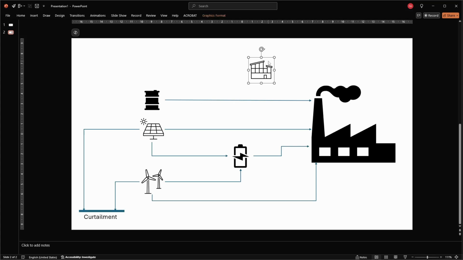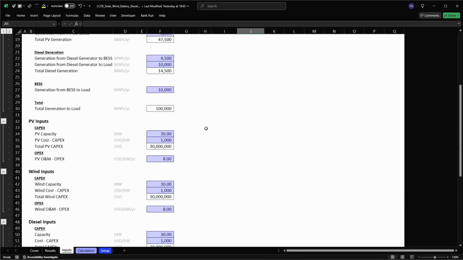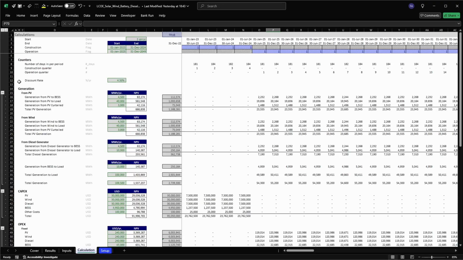And this is going to add some other complexity to your case into the LCOE because there is no energy flow, it's just a cost. So basically, how do you spread this cost into your LCOE calculation? All right. Okay, and then we have just the discount rate over here. So that's our inputs. I'm going to go to the calculation sheet now.